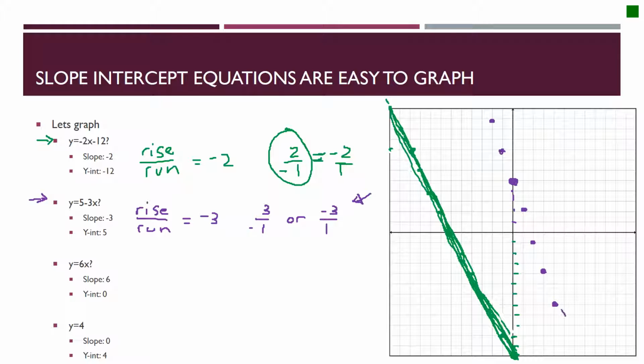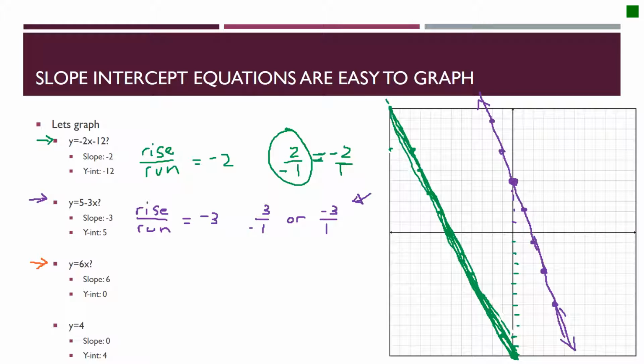So I'm going to go ahead and draw a line as best I can that passes through these points. I'll put a little arrow on the end to show you that it's going on for infinity in both directions. I wish I had my straight line tool today, but I don't. So there is the line of the equation y equals 5 minus 3x.